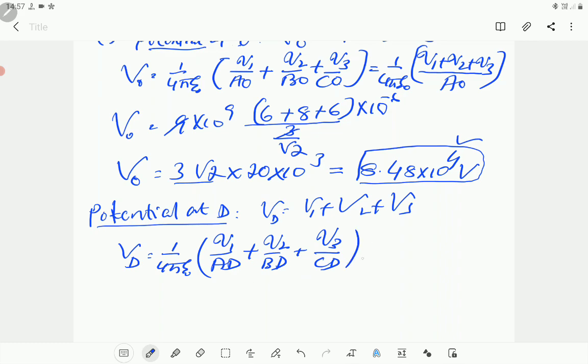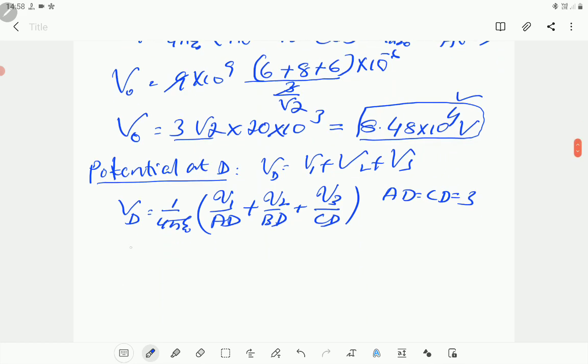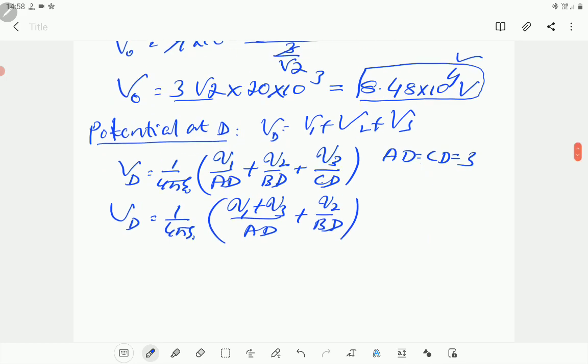Now you can CD, AD that equal to CD, yes, that equal to 3. That's why you can group the two terms together so that the value will be easy for calculation. Q1 plus Q3 divided by AD plus Q2 divided by BD. These two are the same, see, so here also if AD comes, it becomes the same term. You can write directly. Now substitute the values.